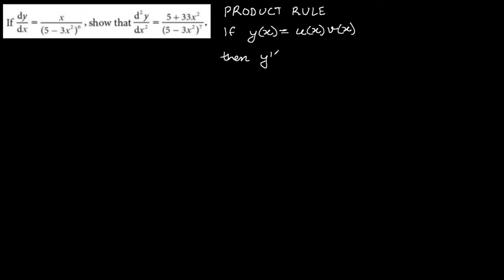As many of the replies pointed out, this question is best answered using the product rule, which states that if I have a function y of x, and y of x can be written as a product of two other functions, like so, then the derivative of y of x, y dashed, is going to be this.